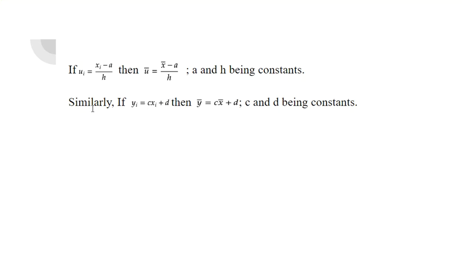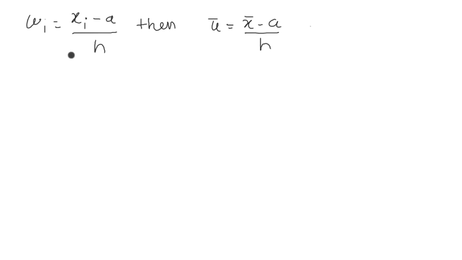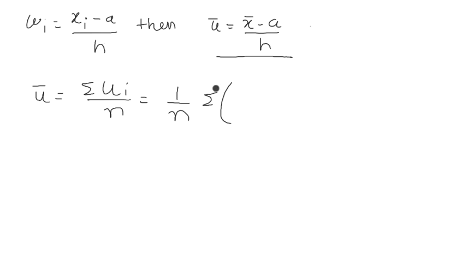So first we will prove how we get this step from that equation, and how we got that step from this equation. So let's try to prove this. U bar is equal to nothing but summation of ui upon n. So what is the value of ui? We have been given that ui is (xi minus a) upon h.